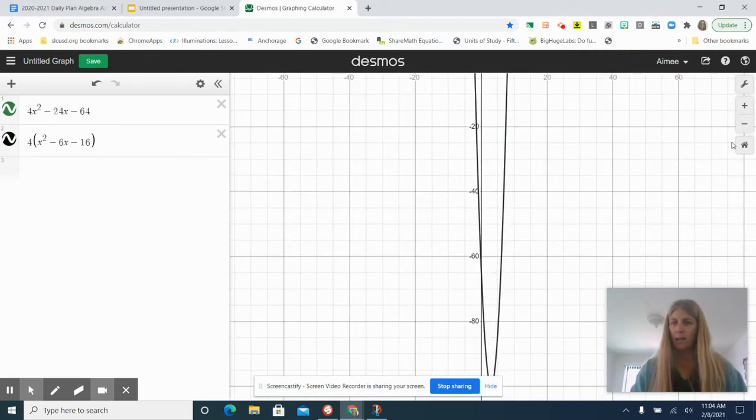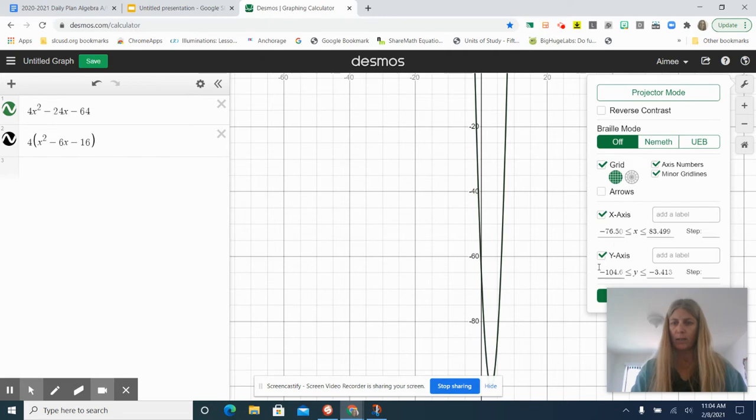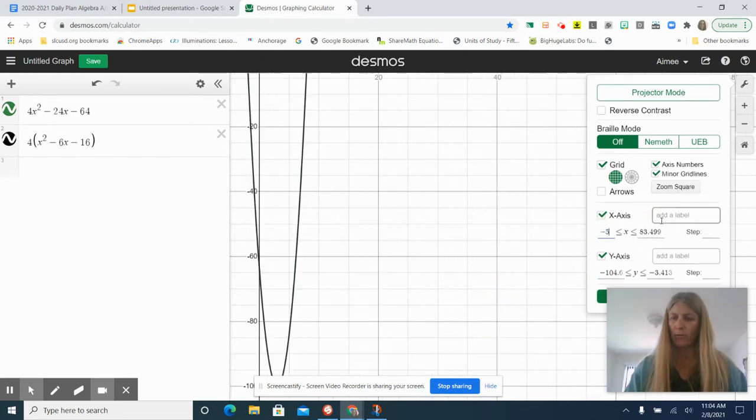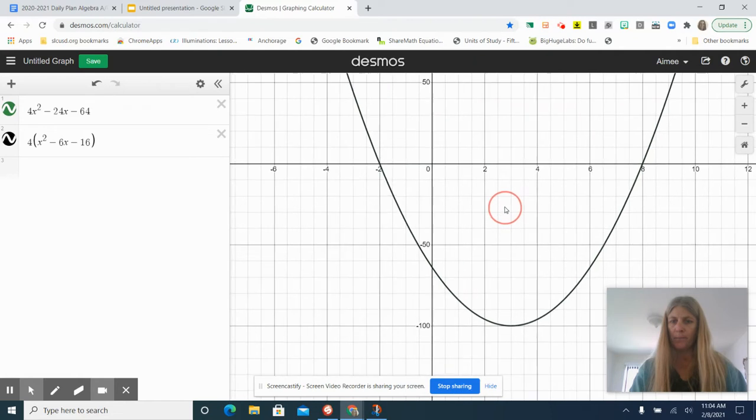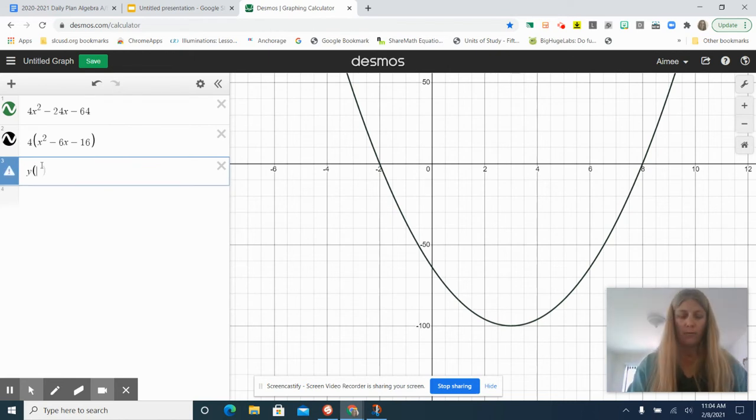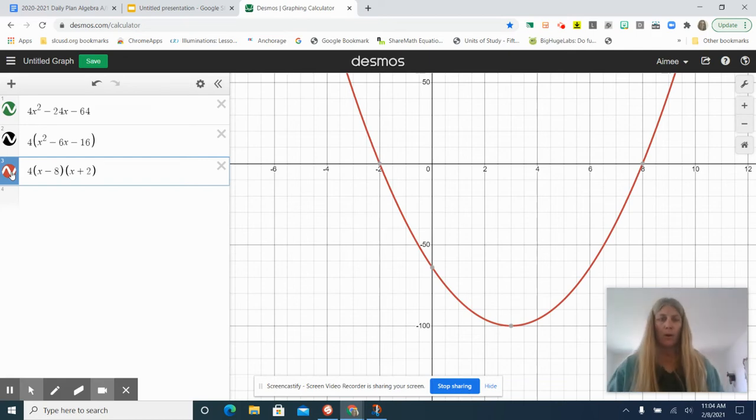So once again, let me go ahead and change our settings here so we can see them a little bit better. We'll go from negative 5 to positive 5. So as you can see, and then we'll zoom out one, there we go. As you can see, these two are the same. So when I factor, it does not change my answer. And finally, my product form is 4 times the quantity x minus 8 times x plus 2. So once again, as we are looking here, we have 3 different equations all on top of each other because they're the same problem written in different forms.